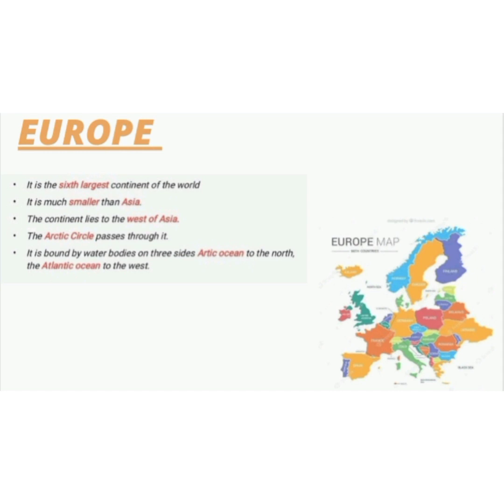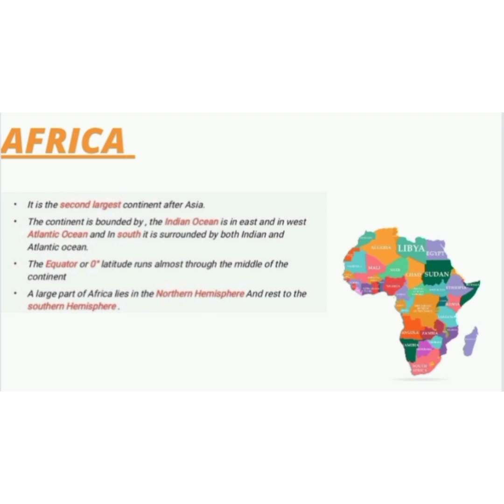Now we will study about Africa. Africa is the second largest continent after Asia. And this continent is bounded by the Indian Ocean in the east, and in west it is Atlantic Ocean, and in south it is surrounded by both, that is Indian and Atlantic Ocean.